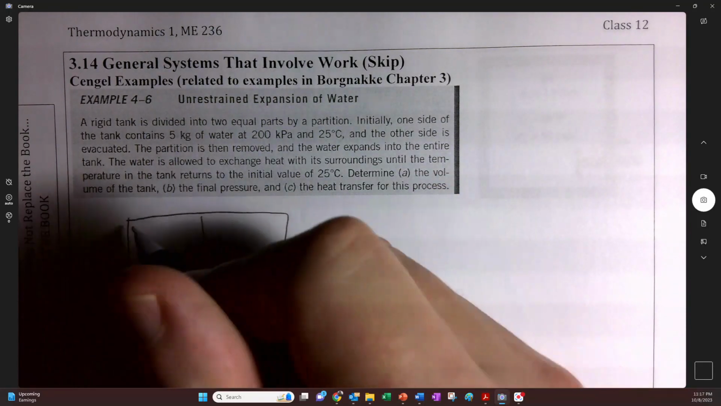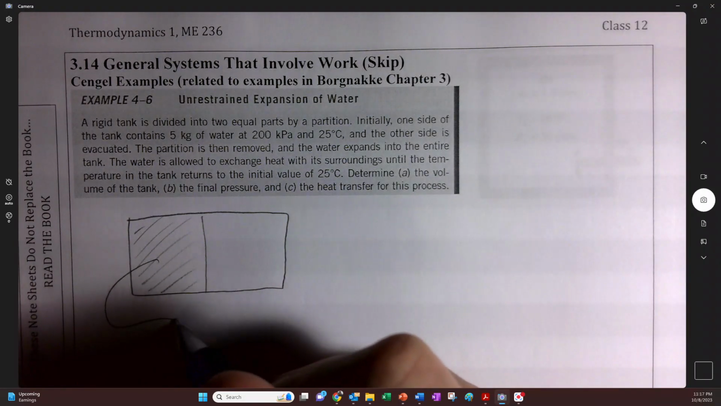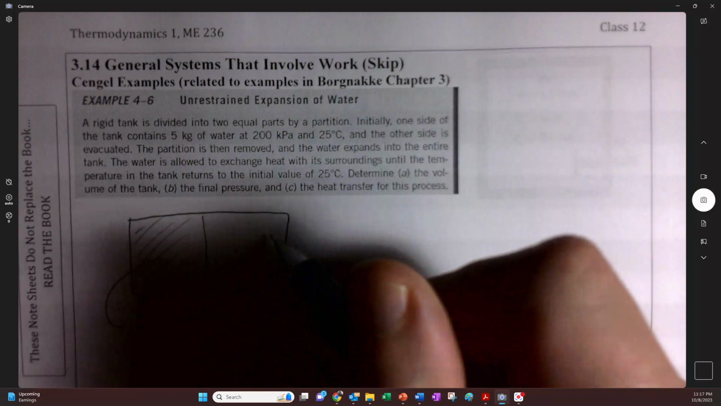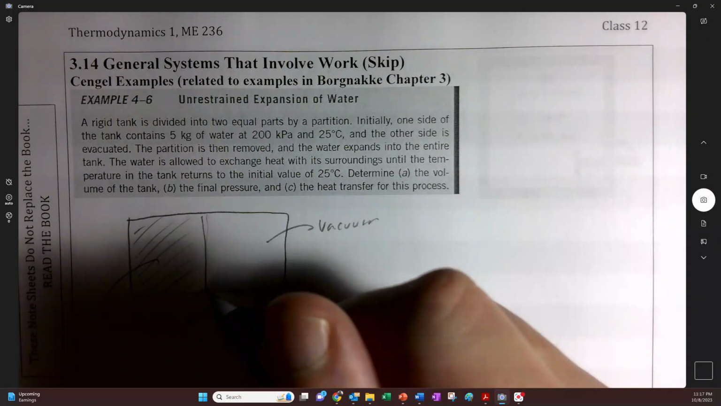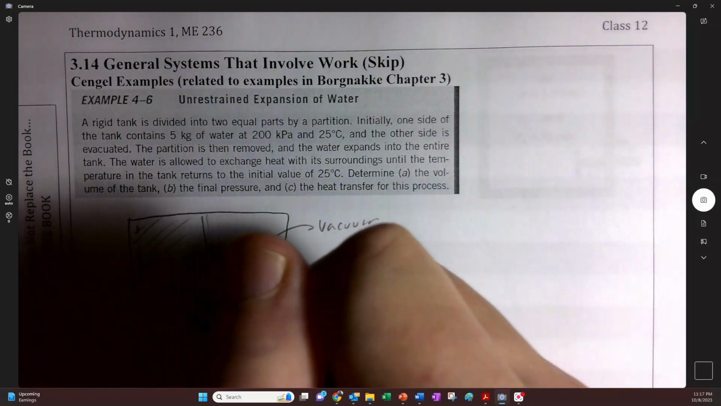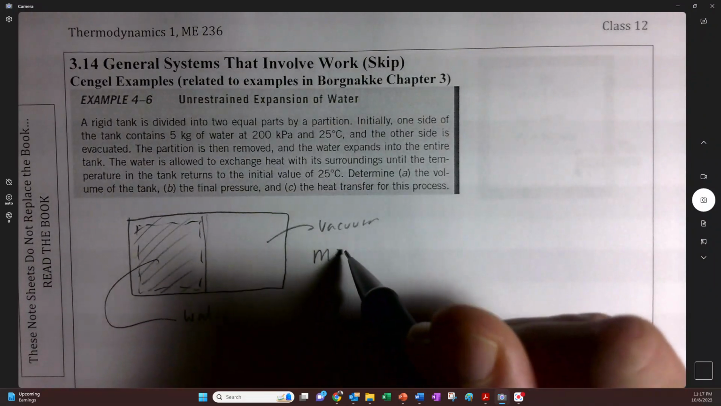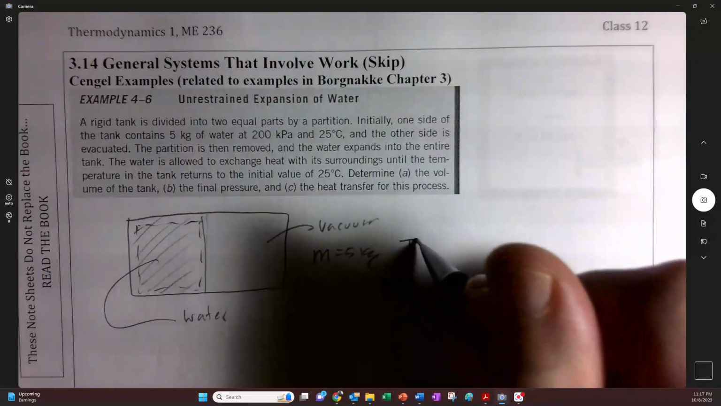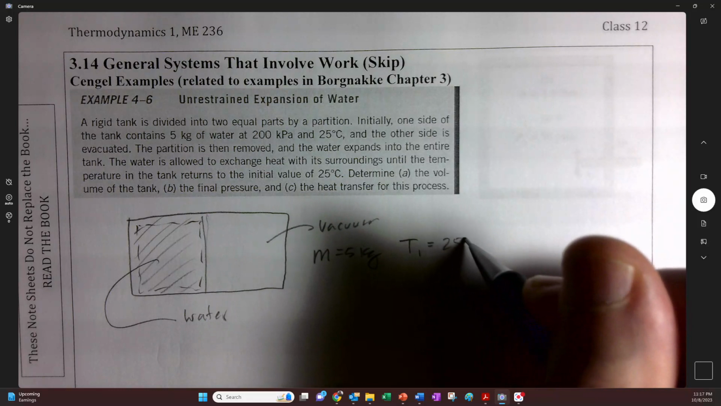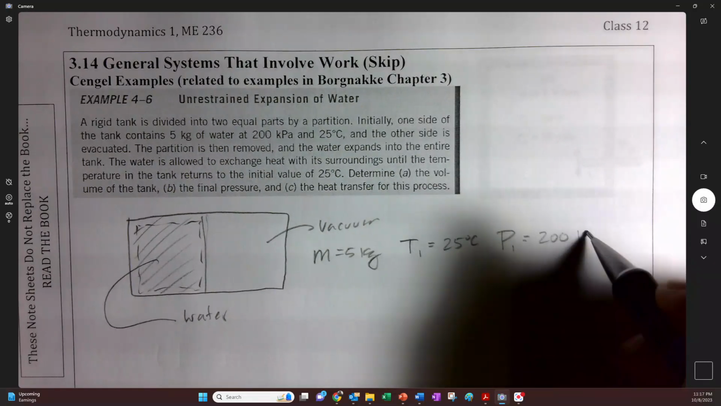Here's our partition, and here is our water. Here's our vacuum, and this is the partition right here. This is sort of like our system. Things that we know: our system is 5 kilograms, and that's always going to be true. T1 is 25 degrees Celsius, and P1 is 200 kilopascals.